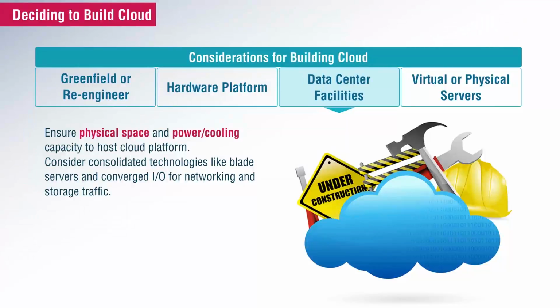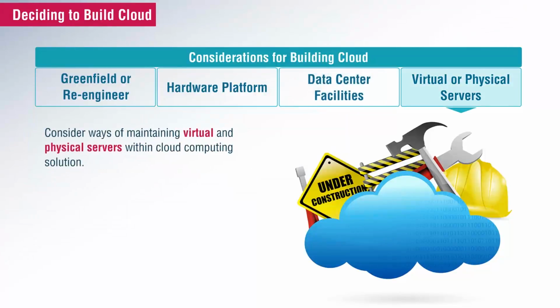As part of your design to provide agility and elasticity, you may consider consolidated technologies such as blade servers and converged I/O for your networking and storage traffic. Virtualization is a useful tool in enabling more flexible infrastructure. Although virtualization is almost a given for most cloud computing solutions, it is important to realize that the two are not mutually exclusive. There are ways of maintaining a hybrid physical or virtual solution within a cloud computing solution.